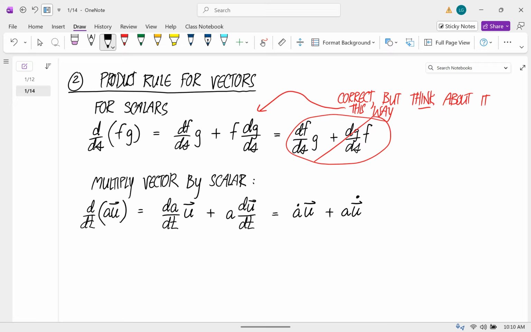The next one is the product rule when you have the dot product of two vectors.